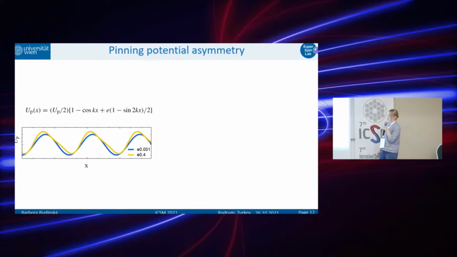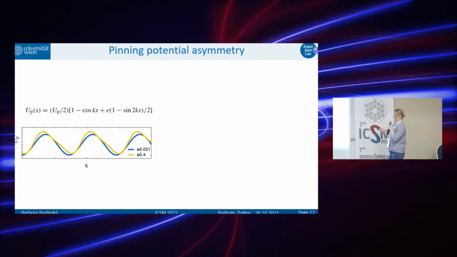So first we will look at the pinning potential asymmetry and how it influences the Shapiro steps. In the experiment we made these grooves, and when we look at the simulations, we introduce these grooves as the pinning potential by this equation, with E as the asymmetry parameter. This basically means when E is almost 0, we have very nice symmetrical grooves. When E is not equal to 0, we really have this easy slope and hard slope.